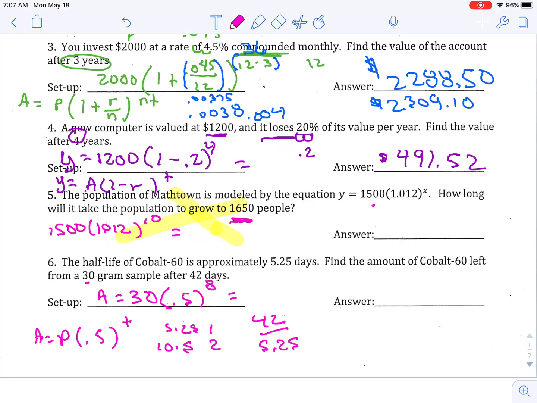So now pause the video, calculate it out, and you should get 0.1172 grams, or 0.12 grams if we round to the nearest hundredth.